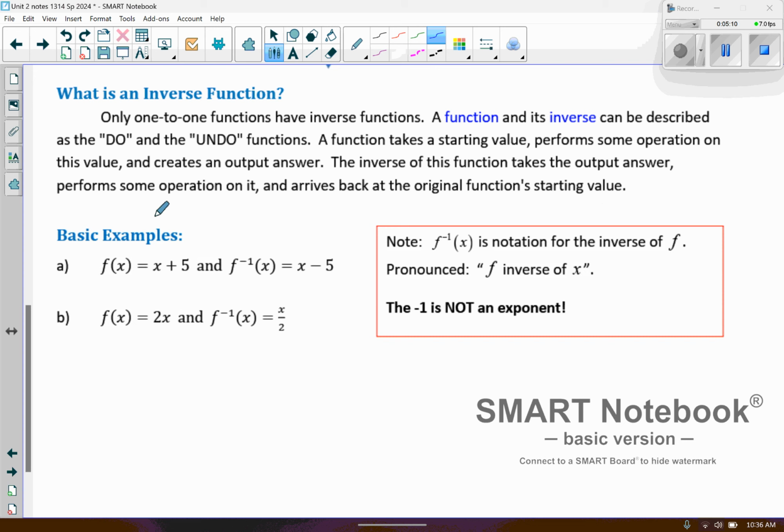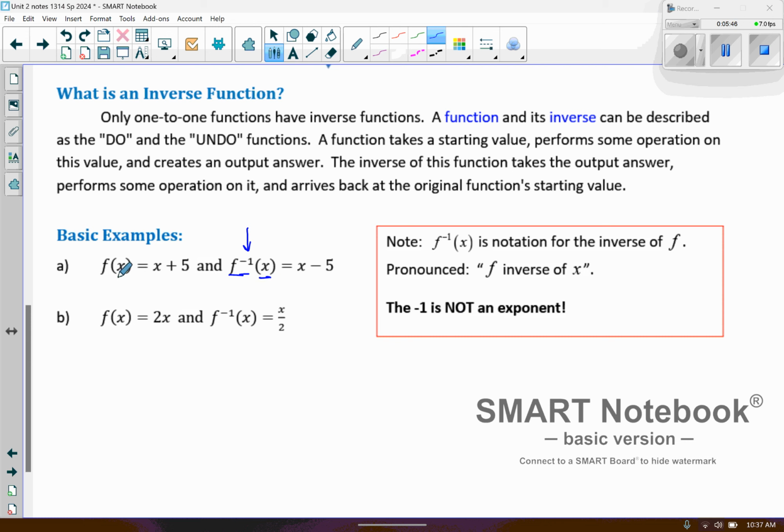And so I have some basic examples right here. So f of x, your function, is x plus 5. And then the inverse, and by the way, we use this little, it looks like a -1 as an exponent, but it's not an exponent. This is actually function notation that just means f inverse of x. So right here, I even have a little note. The notation is the inverse of f. We just pronounce it f inverse of x. The -1 is not an exponent, okay? This is a notation issue here.